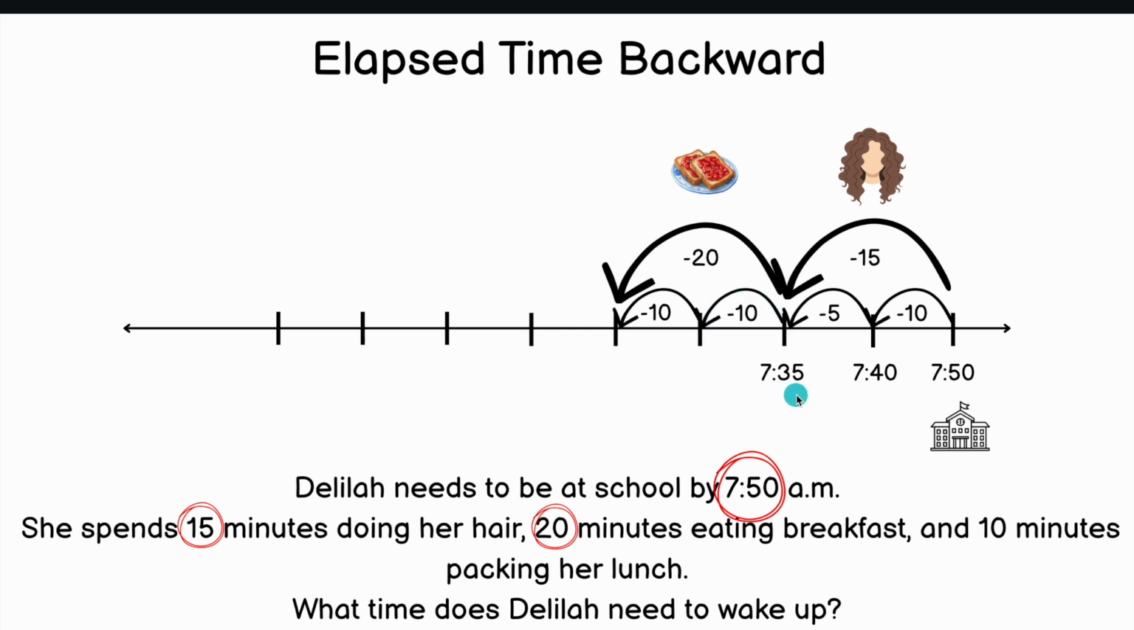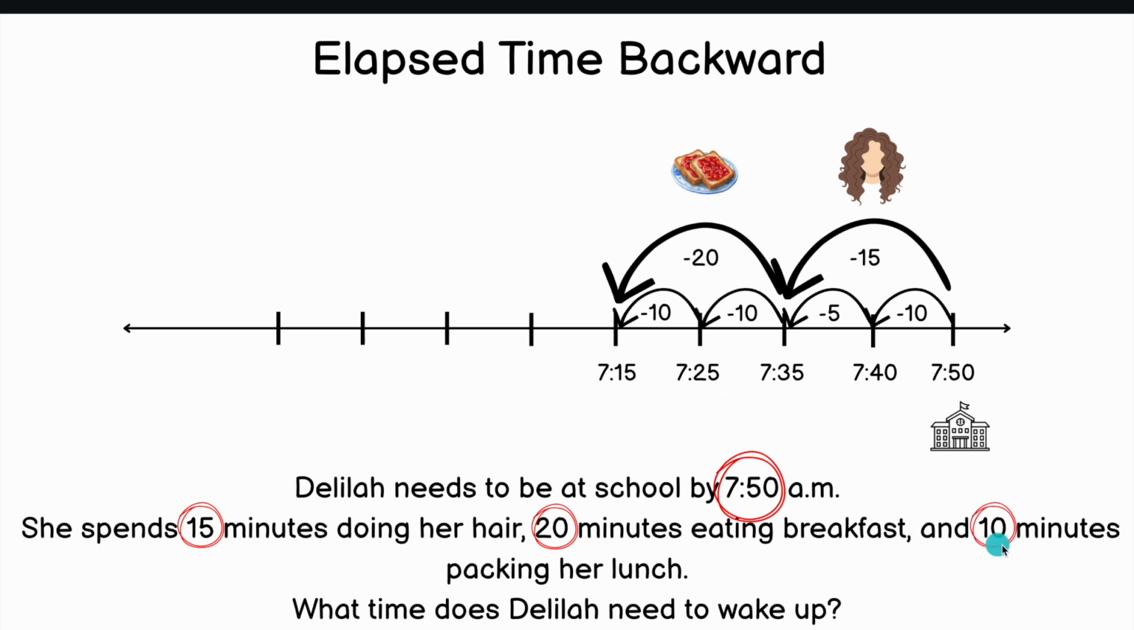We know 7:35 minus 10 is 7:25 because 35 minus 10 is 25, and 25 plus 10 is 35. Now we have to subtract 10 more minutes because she eats for 20 minutes. 7:25 minus 10 is 7:15. And we know that 7:15 plus 10 minutes would be 7:25.